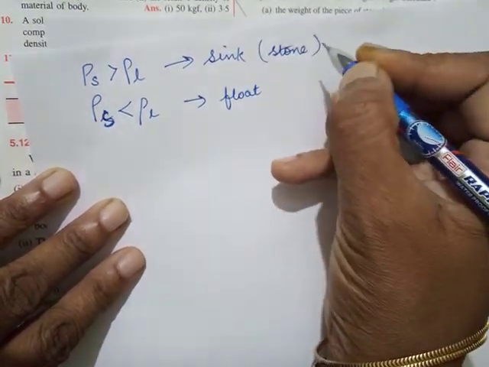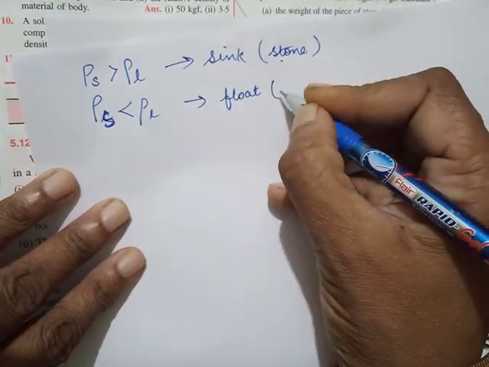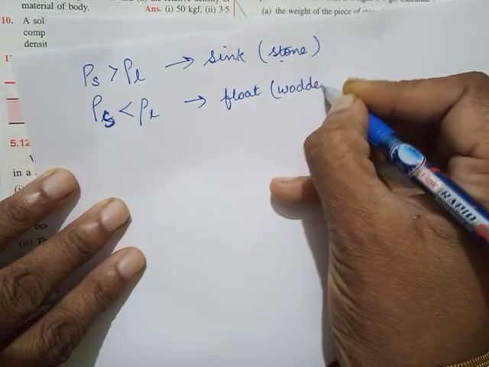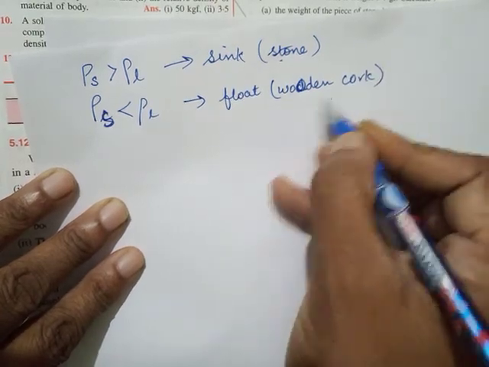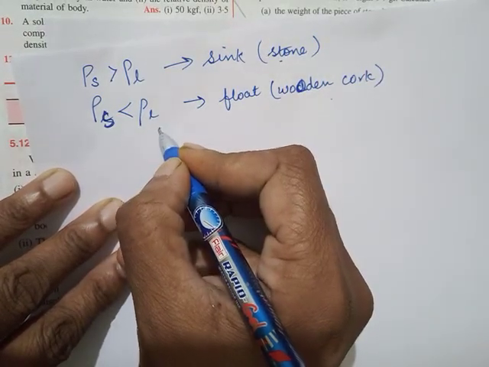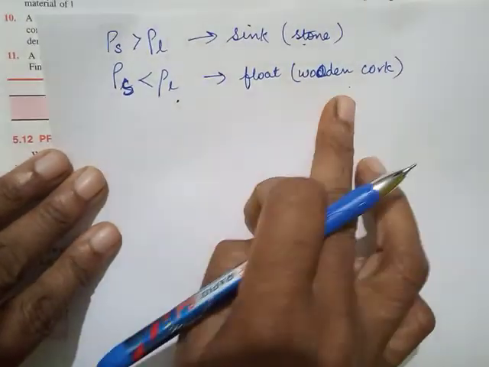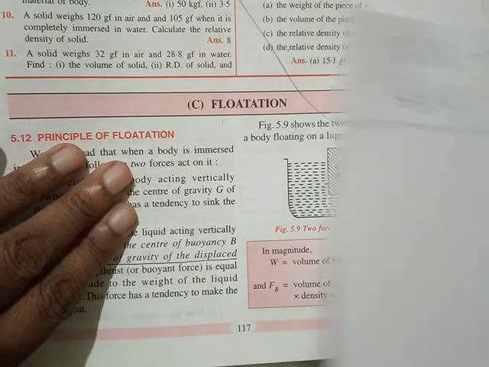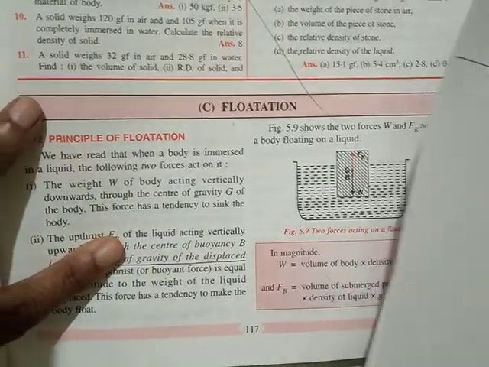An example may be a stone. If you put it inside water, it's going to sink because its density is more than water. On the other hand, if I put a wooden cork, then it will keep floating because its density is less than the density of water. These are the conclusions that you have studied so far. Now we are going to see a little more in detail about flotation.